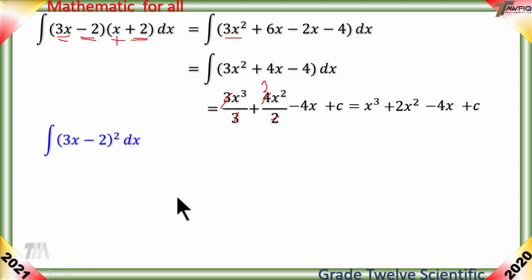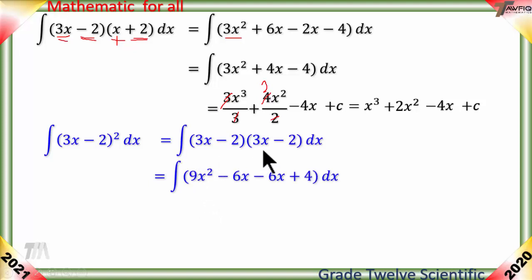And now the integral of 3x minus 2 squared means that it is a multiplication between two brackets or two functions, which is 3x minus 2 times 3x minus 2. Opening this bracket, 3x times 3x is 9x squared, and 3x times minus 2 is minus 6x, minus 2 times 3x is minus 6x, and minus 2 times minus 2 is plus 4. Simplifying, minus 6x minus 6x is minus 12x plus 4. And now take the integration.